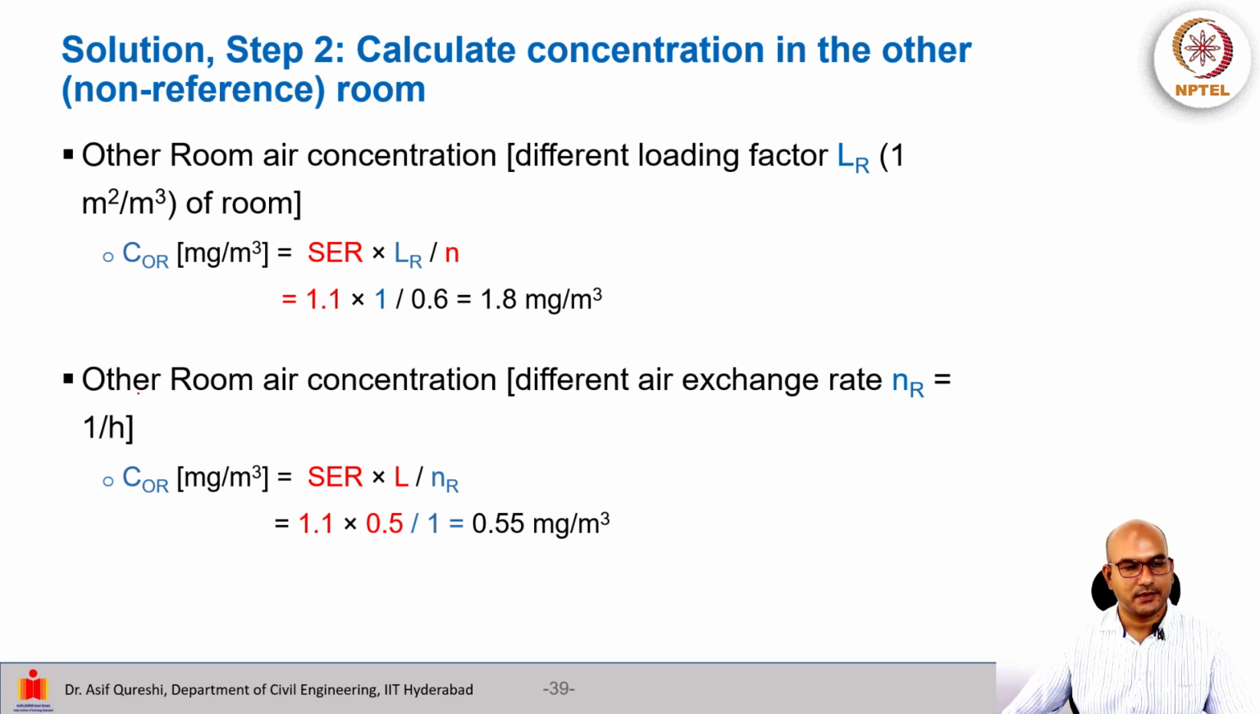Similarly, for the next one we have the same loading rate, so the L remains the same, but NR has changed now to 1. So we have SER multiplied by L divided by NR. So 0.55. So in this case, we have determined when N is the same and LR is different in the other non-reference room, and here where L is the same but NR is different. So we have calculated another item here.